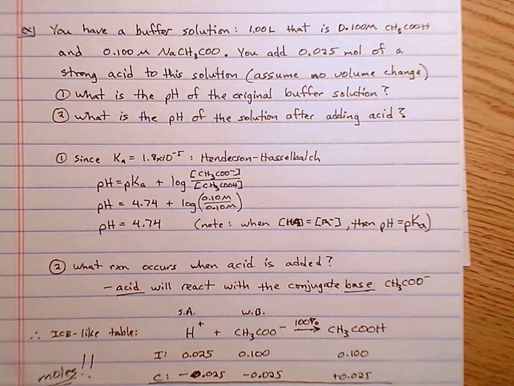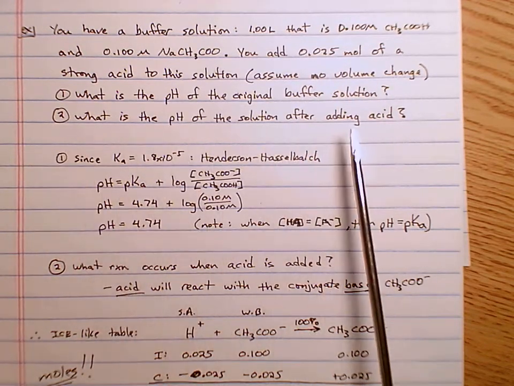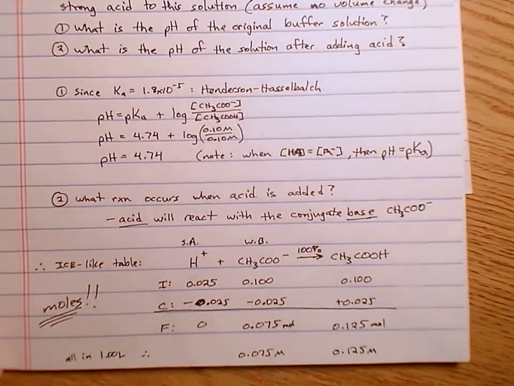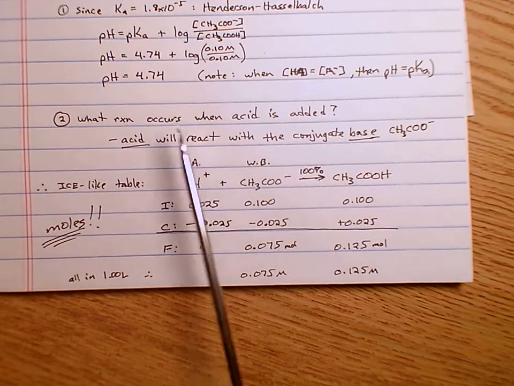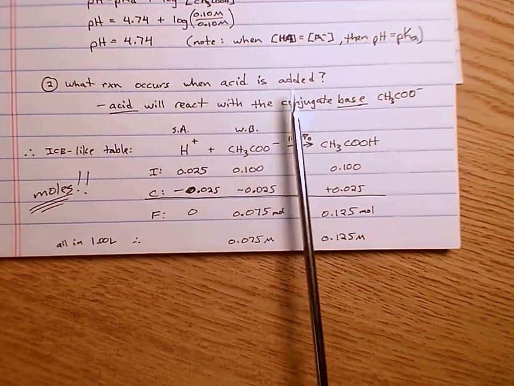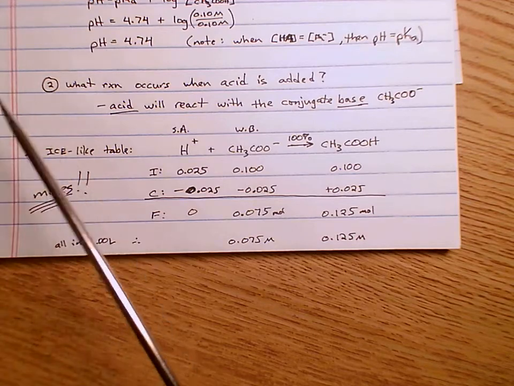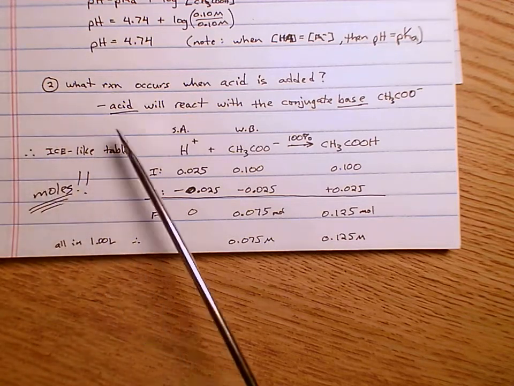Very nice. All right. So now we're going to add the acid. For question 2, we're going to try to calculate the pH of the solution after adding the acid. So the question we have to ask ourselves is, what reaction is going to occur when we add the acid? Once this acid is added, what's the acid going to react with? Well, in the solution is acetic acid and acetate, its conjugate base.